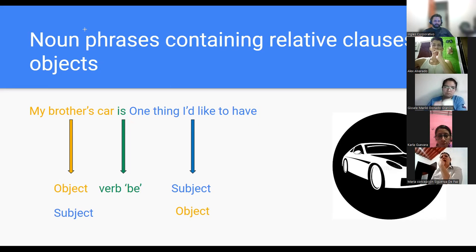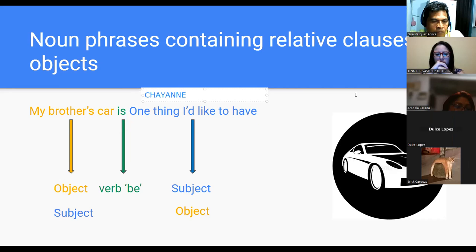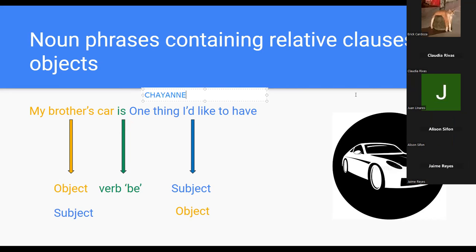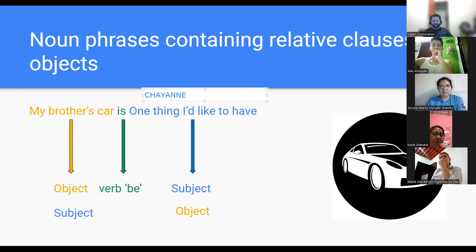Or if everything else fails, and you want to make sure that you absolutely remember this, you can always use la vieja confiable. My brother's car is Cheyenne. If that's going to help you remember, you can use that, because it's a noun. Is it clear, guys? Very good.